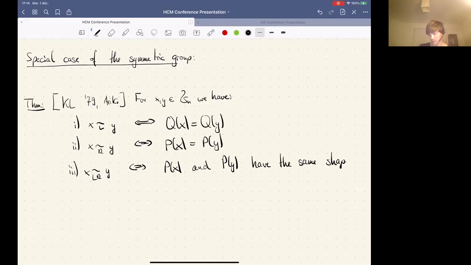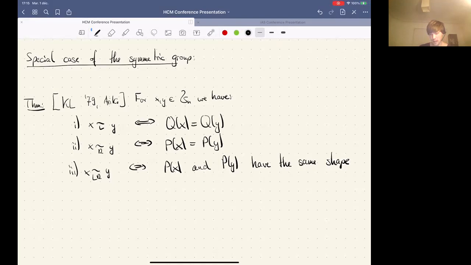So this is a particularly nice description of the cells in terms of the Robinson-Schensted correspondence. And note that I could have also said QX and QY have the same shape, because PX and QX have the same shape anyways. So we're not breaking the symmetry somehow here.